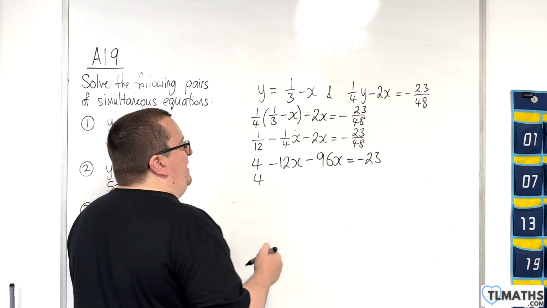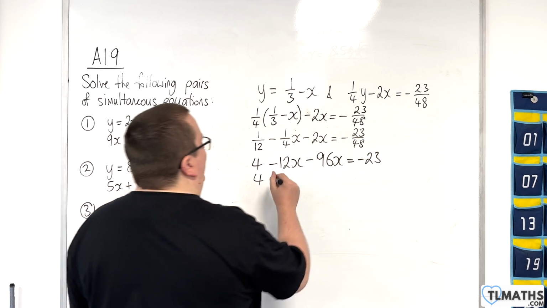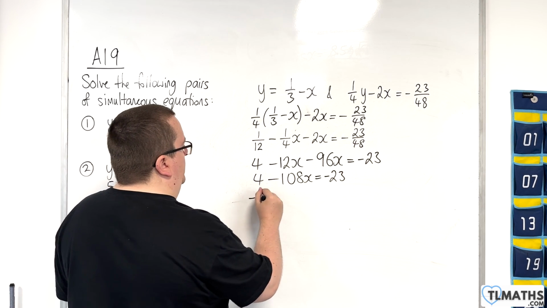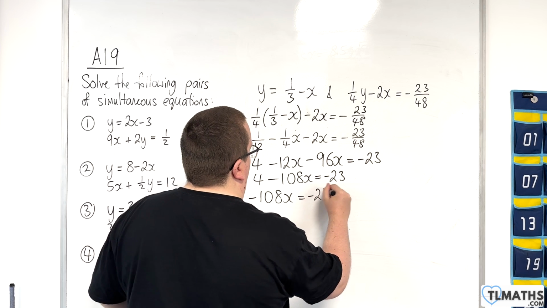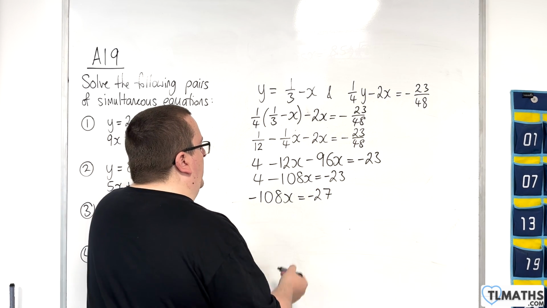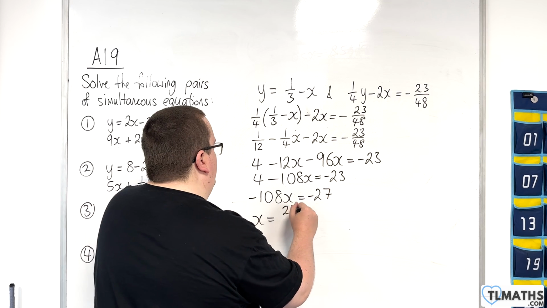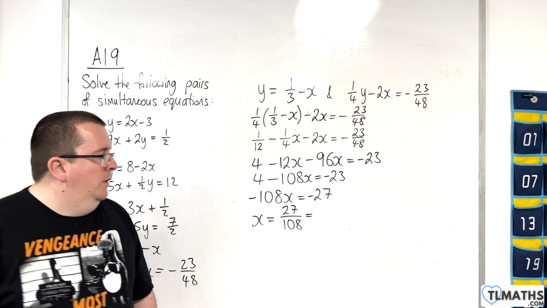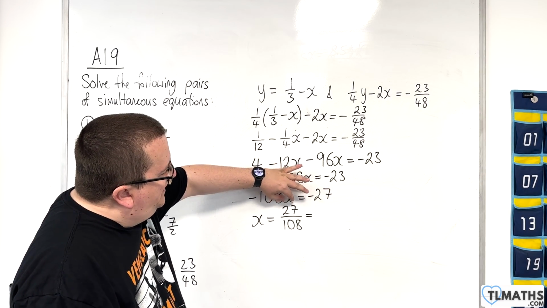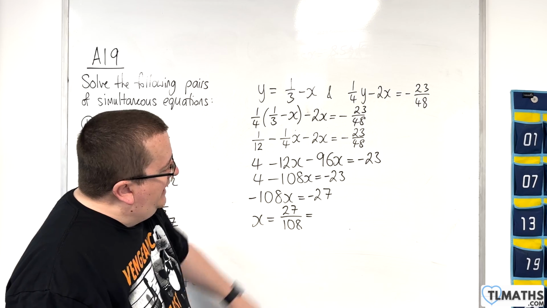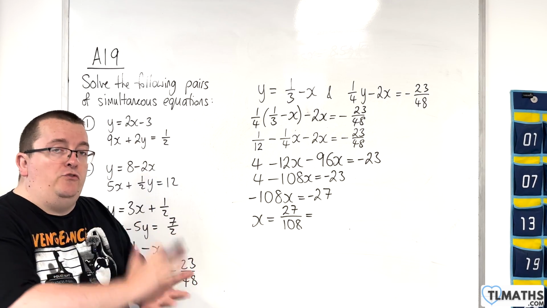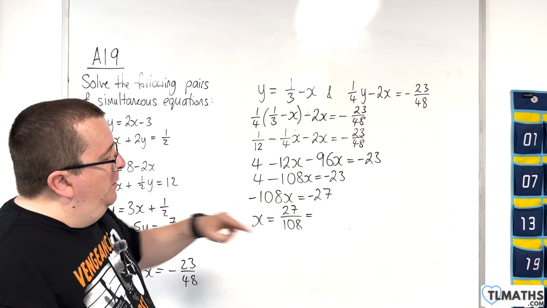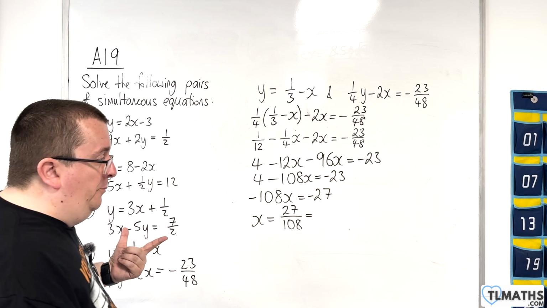So minus 12x take away 96x is minus 108x. We'll take 4 from both sides. We'll divide both sides by minus 108. So we'll get 27 over 108. Now, does that simplify? Well, 2 plus 7 is 9, which is divisible by 3. 1 plus 0 plus 8 is 9, which is divisible by 3. So I know it's divisible by 3. In actual fact, top and bottom are both divisible by 9, if you spot it.